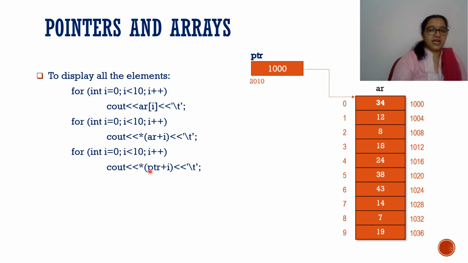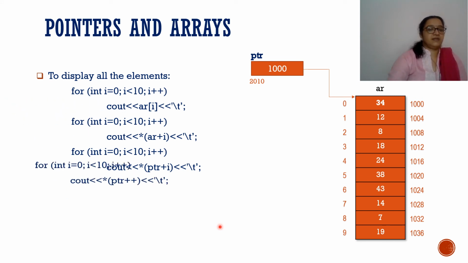Then the next, PTR + 1 means 1000 + 1. That means next to the location, 1004. So *1004 means the value at 1004. So we'll get all the elements, because the loop is there. PTR + i will work out. So we'll get all the elements from 0 to 9. Is there any other method?